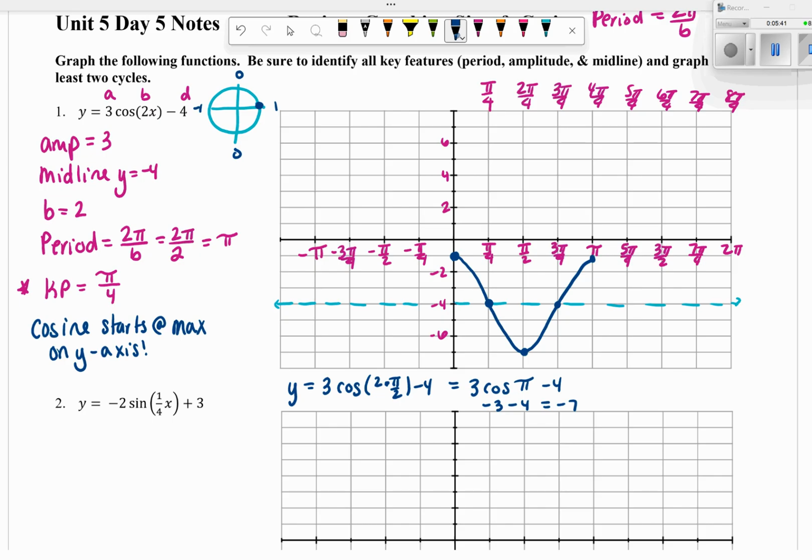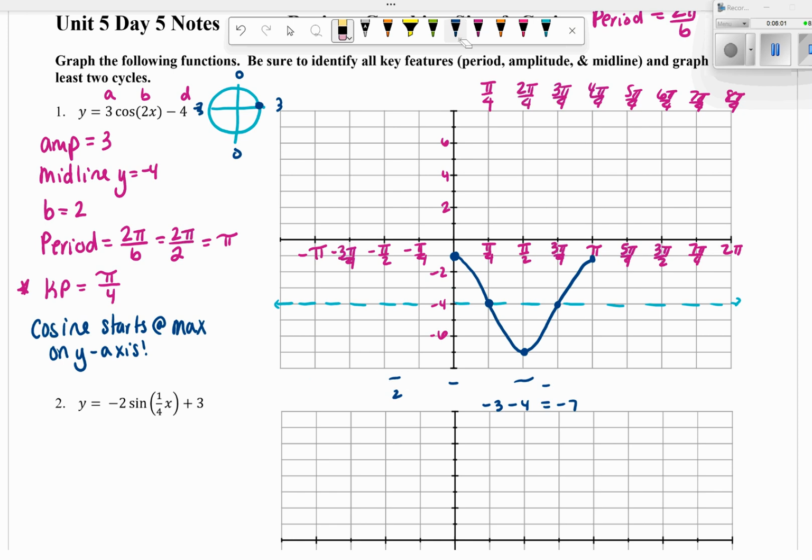So you could do that, but it's going to take you a lot longer than just knowing it starts at a maximum. But because we are changing the amplitude, it's not going to be 1, it would be 3. So this would be 3, -3, and 0. And then we don't start there because we're changing where the midline is. We're going down from that.